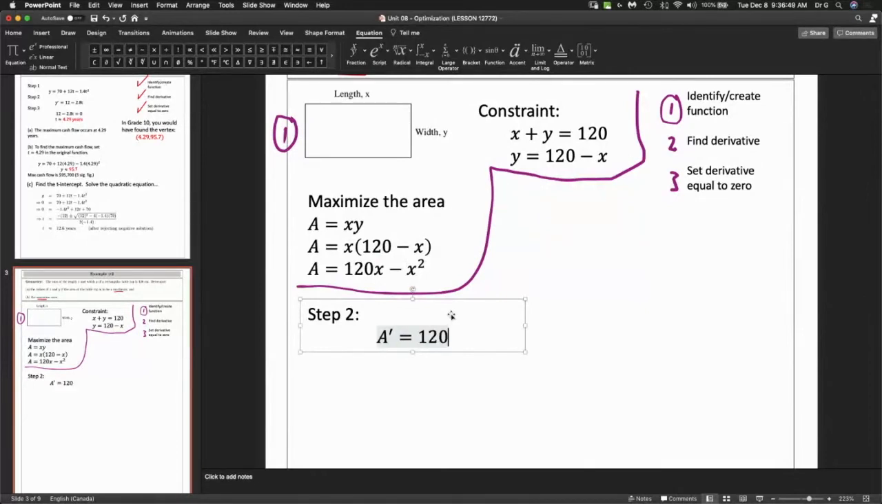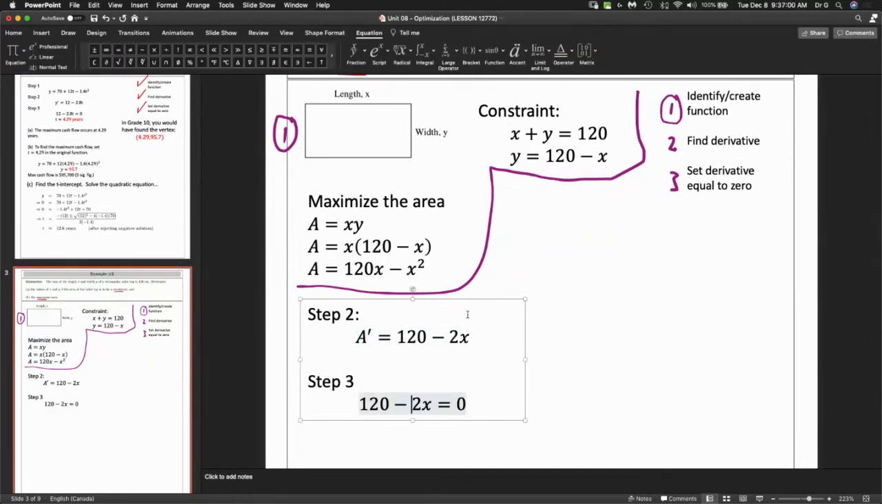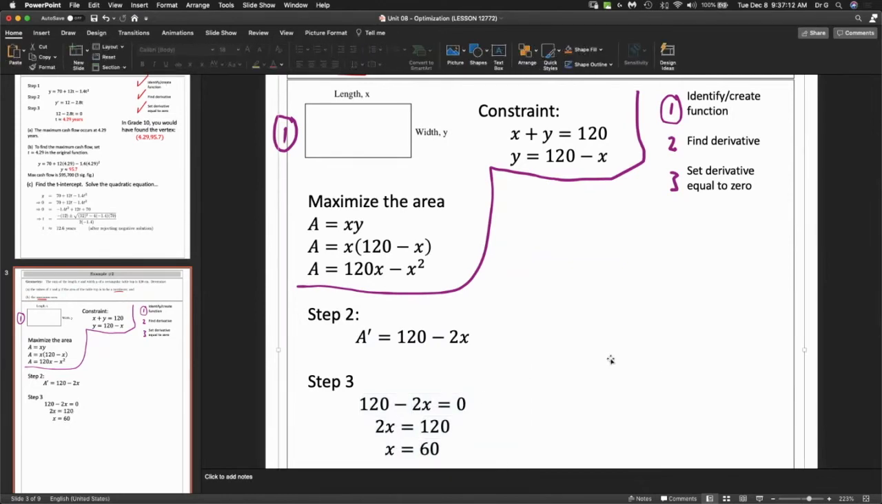Thank you. And then the derivative of x squared is negative 2x. Thank you, Jai. Okay, that's step 2. And step 3 is to set it equal to 0. There it is. That's the answer. X is equal to 60.